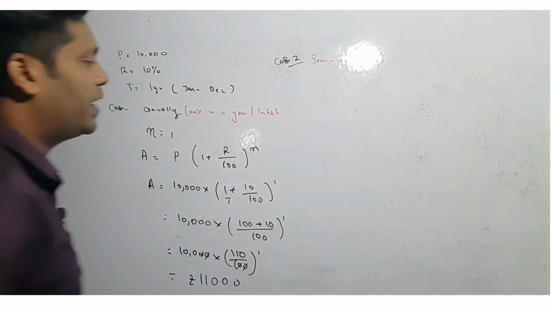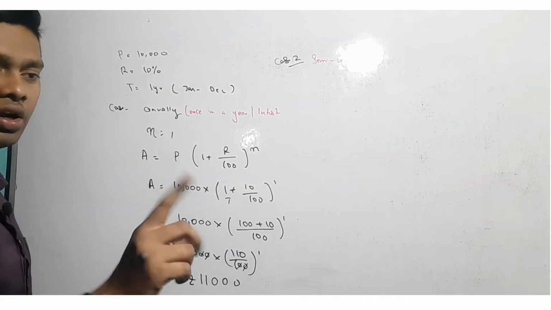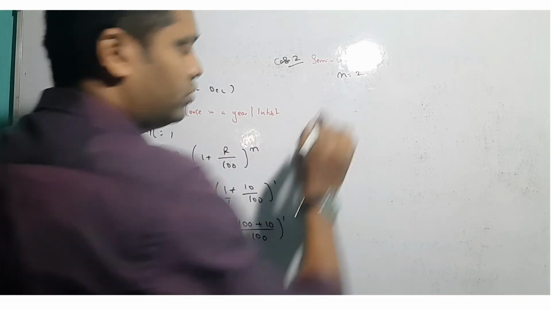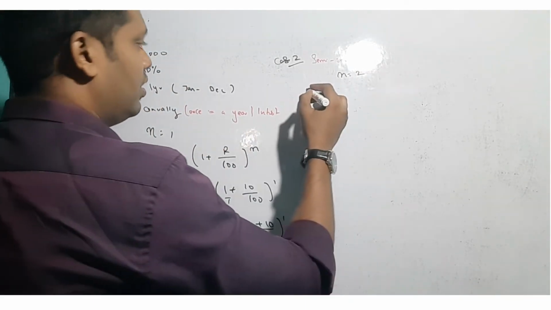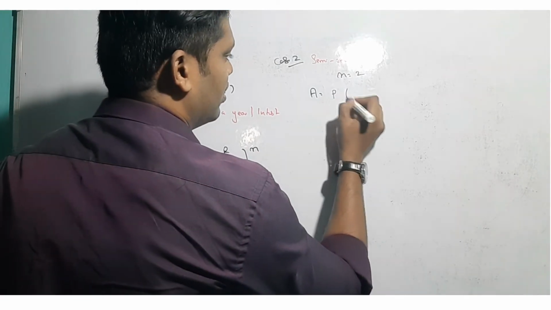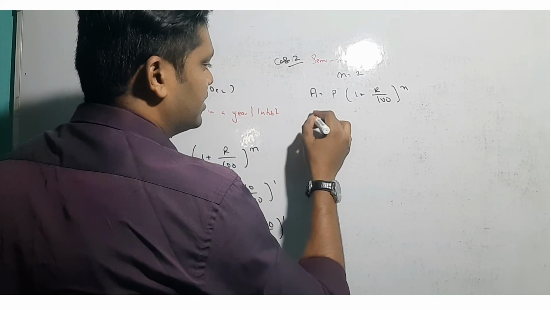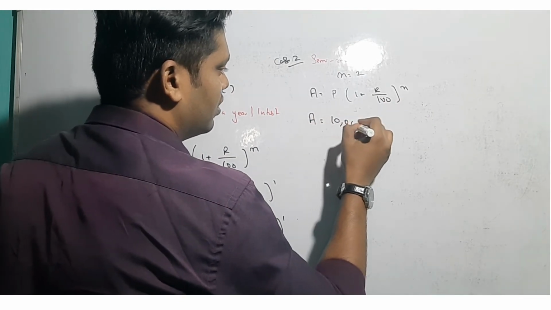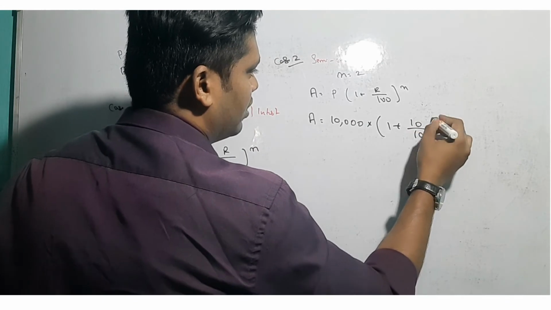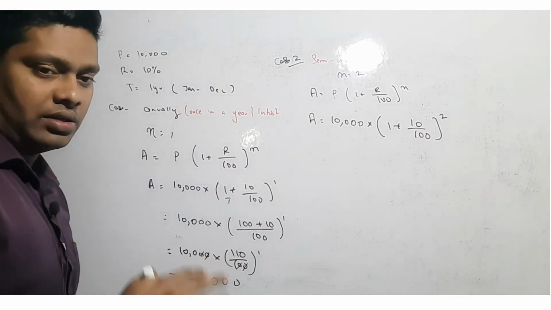Semi-annually means you have to pay the interest twice a year. So how many times? How many years? 1 year only. Twice means only 2 times will come. Okay. So N is equal to 2. Clear. The same formula. Amount is equal to, up to here everything will be same. Principal times 1 plus R by 100, and here N. Amount as it is. Principal is 10,000 into 1 plus R is 10 by 100, and here N is how much? 2. Is it right?